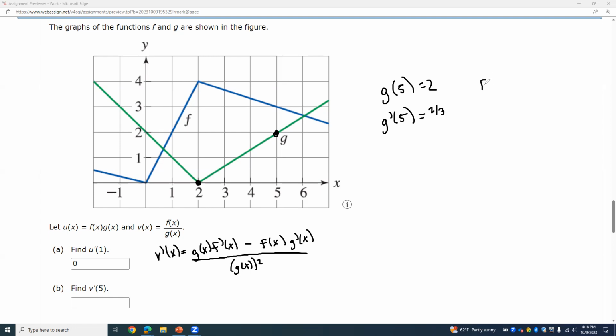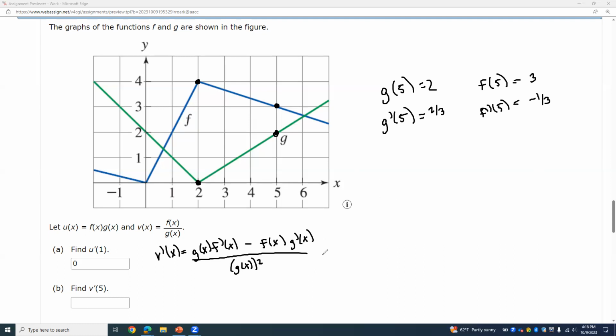And then same vibes for f. So f of 5 looks to be 3. And then it says the derivative at f of 5, what would that be? Let's see here. I'm going to look again for another good point. I have one point at 5, 3, that was the one I just found. But the other good point looks to be at 2, 4. So it looks like it's going down 1 over 3. So we've got some fractions going on with the slope.